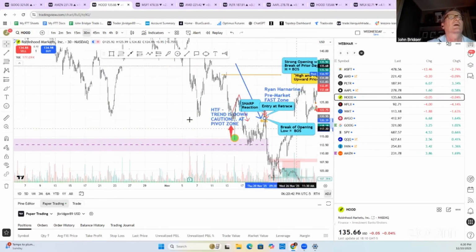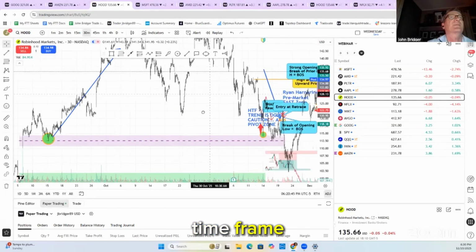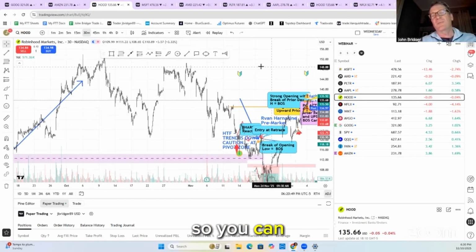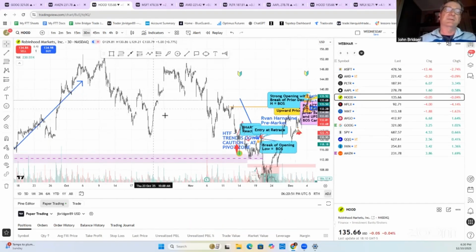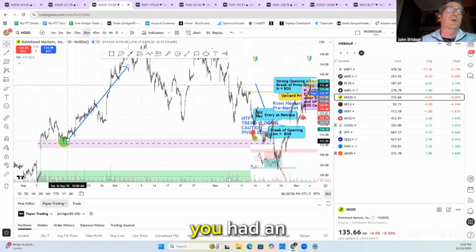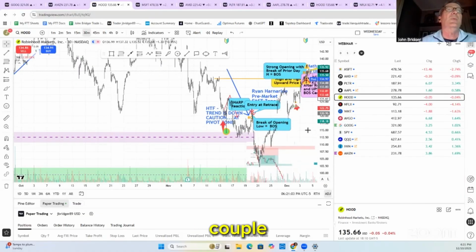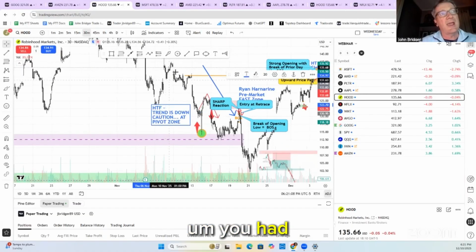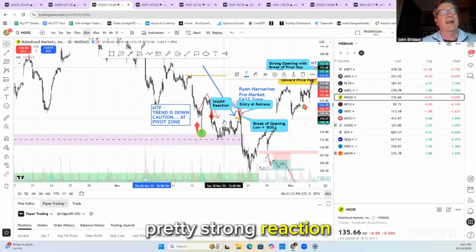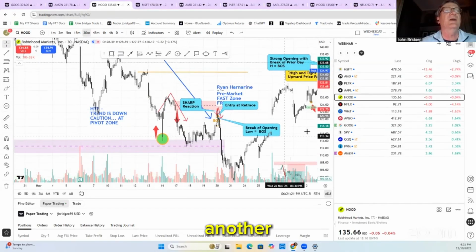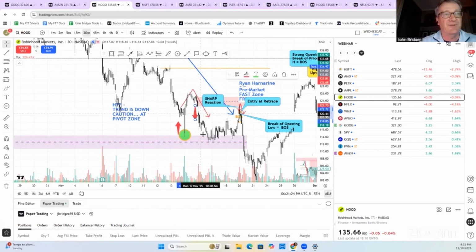Okay, this is where, if you look at the higher time frame, Brian, this is your trade, buddy. You can correct me if I'm wrong in some of the things I'm sharing with you. This is just my observation. You had an initial uptrend, right, and then a downtrend coming into a pivot, right? So this is where you had a couple different signals. You had this downtrend move that hit this pivot zone. You got a pretty strong reaction. It never broke this high. It kind of rejected off of this and created another fast zone move to the downside.